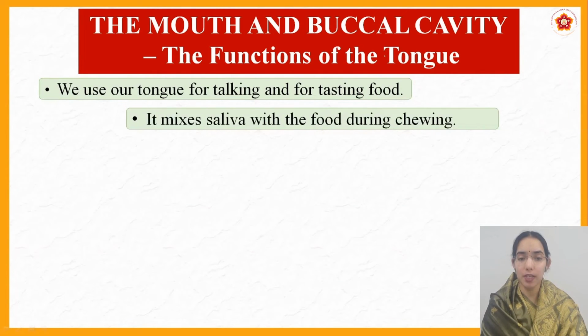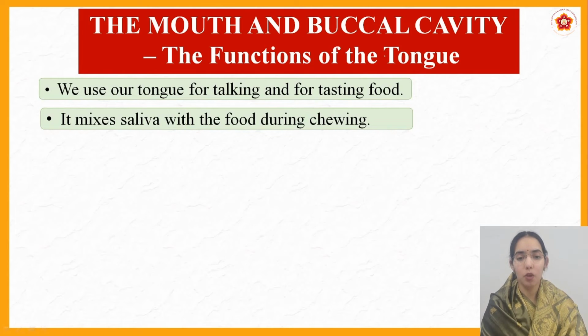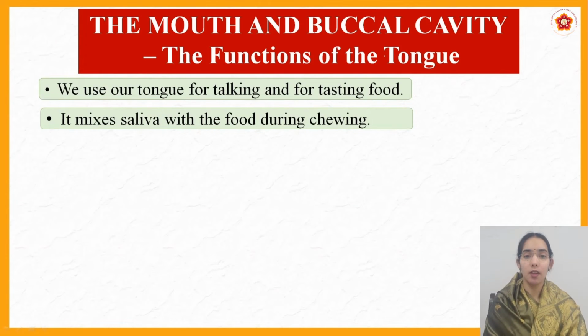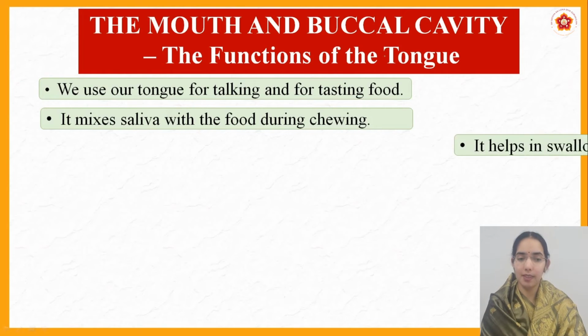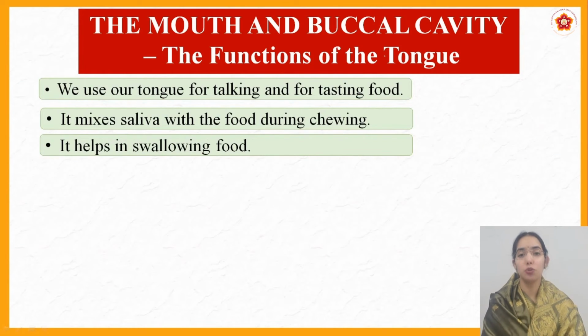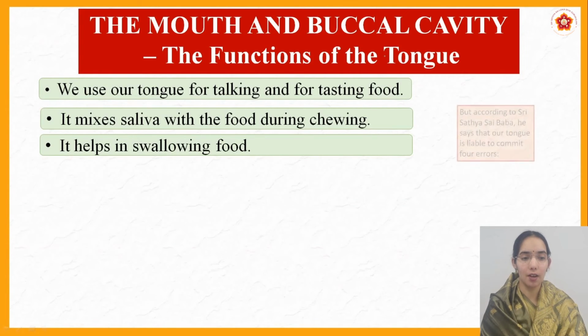Yes, and then we use it to mix the saliva with the food during chewing. So once the saliva is secreted from the salivary glands, it needs to be mixed with the food. So our tongue helps in mixing the food and saliva together. Then it also helps us in swallowing the food. Just try swallowing and you will realize that you are using your tongue to swallow food. Now these are the uses or the functions of the tongue.